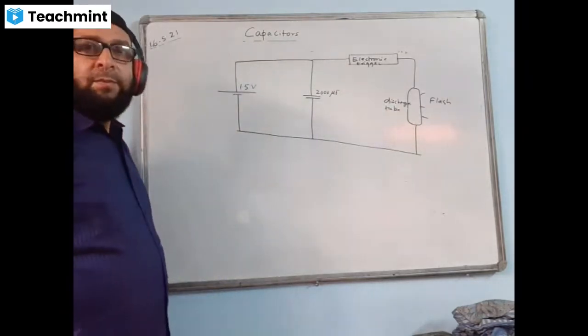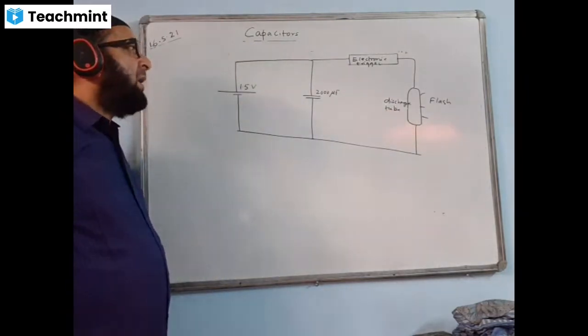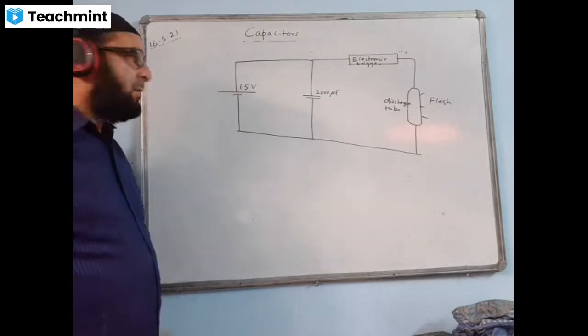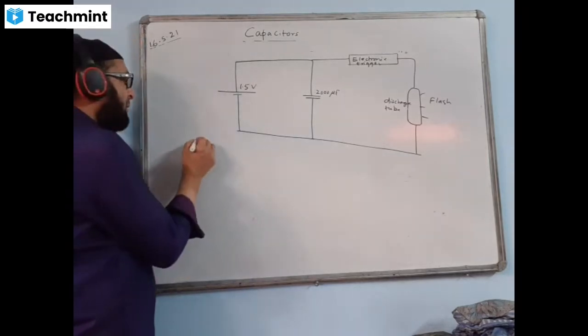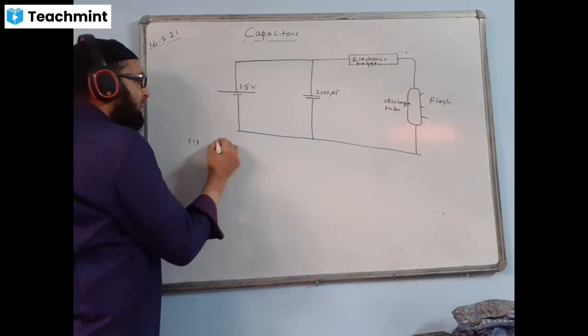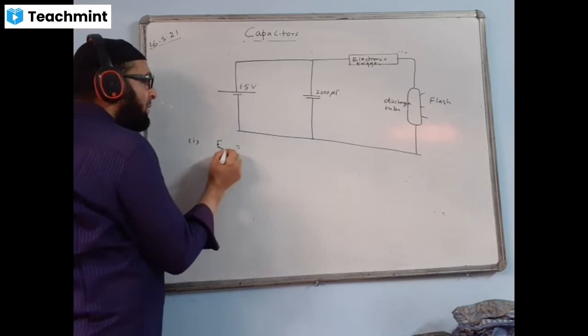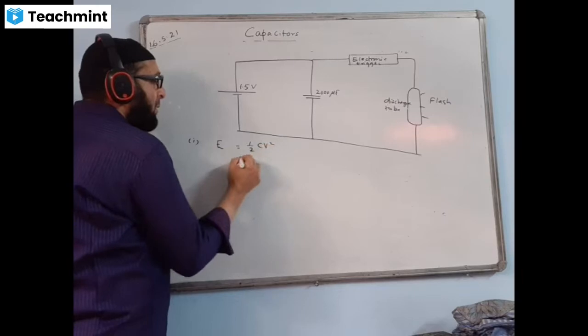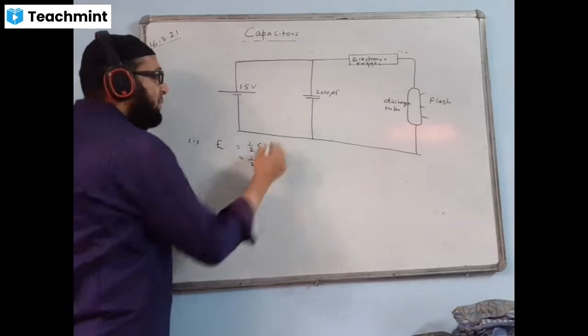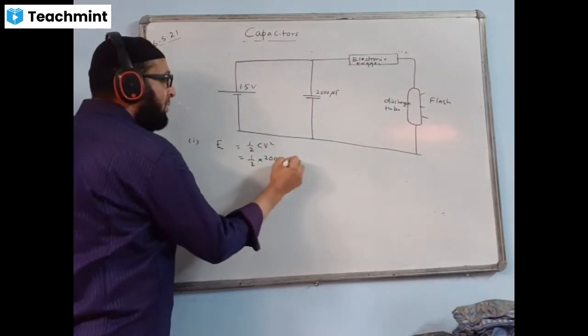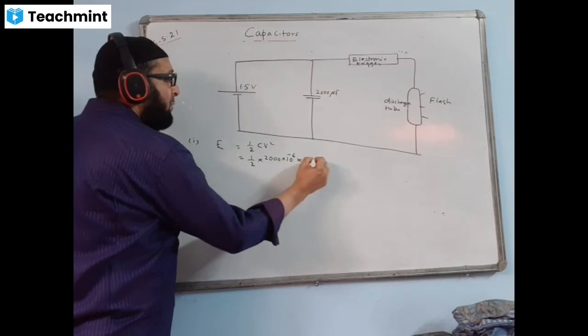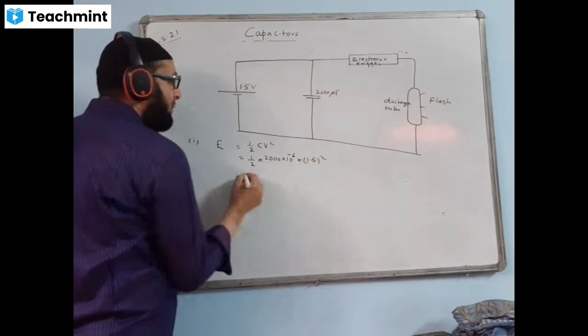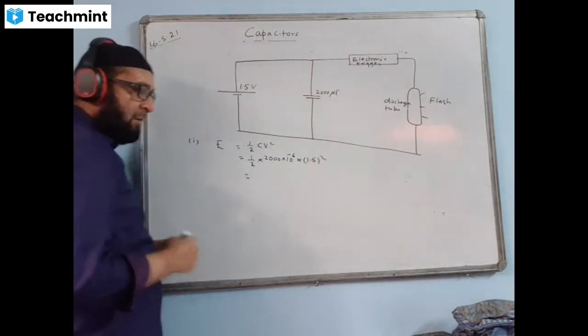This thing is quite simple. Now we'll answer the first part. Energy stored: the formula we have is half CV square. We write half, C is this much, 2000 into 10 to the minus 6, into 1.5 squared. Now when you find it, the answer will come.